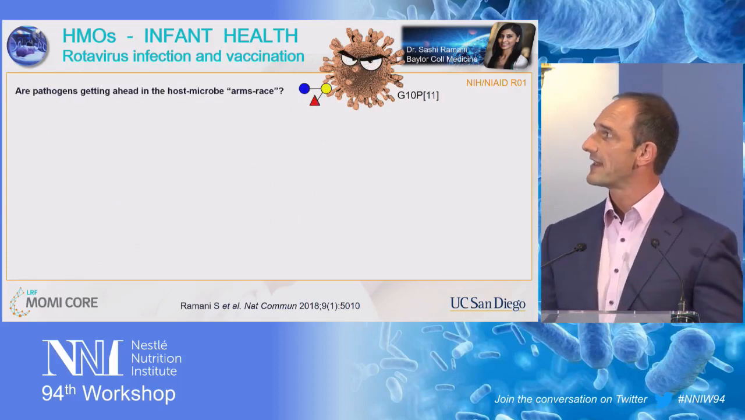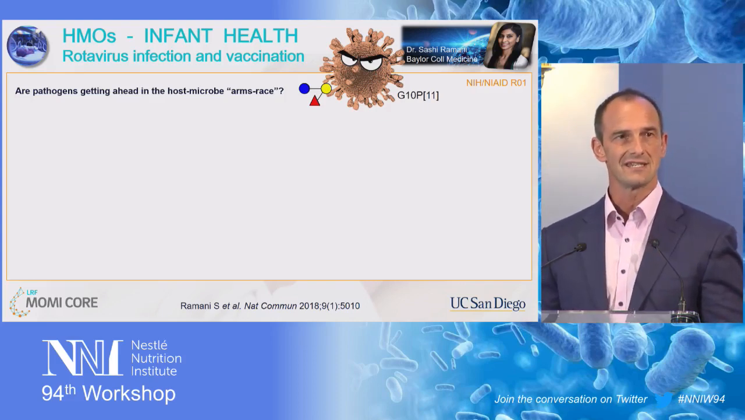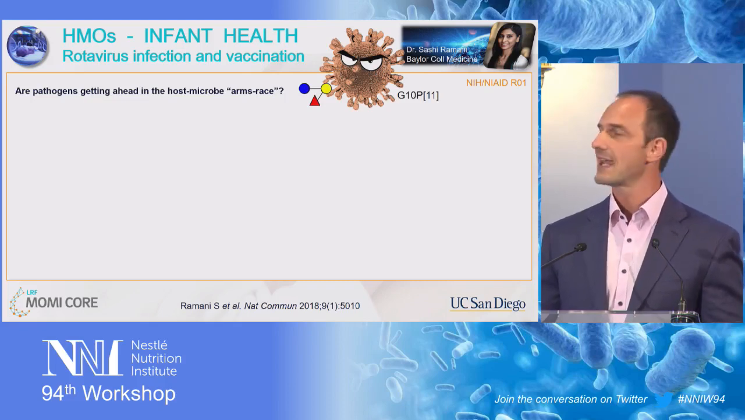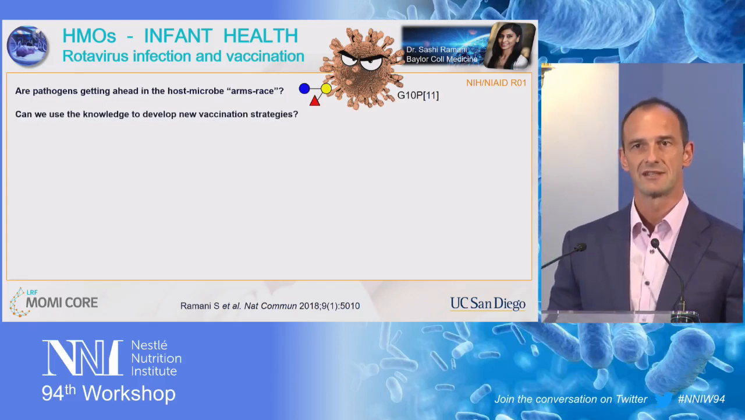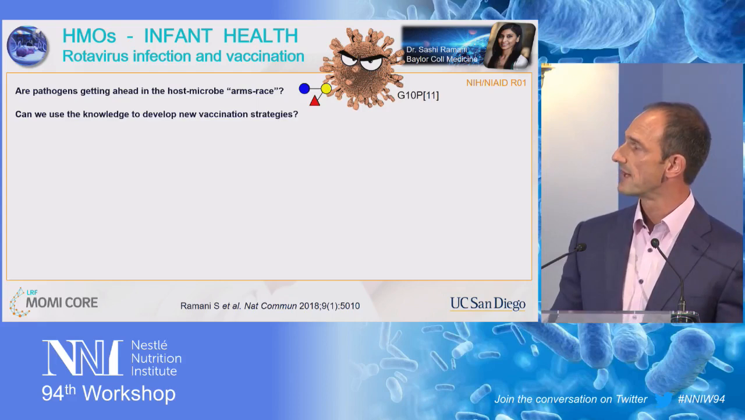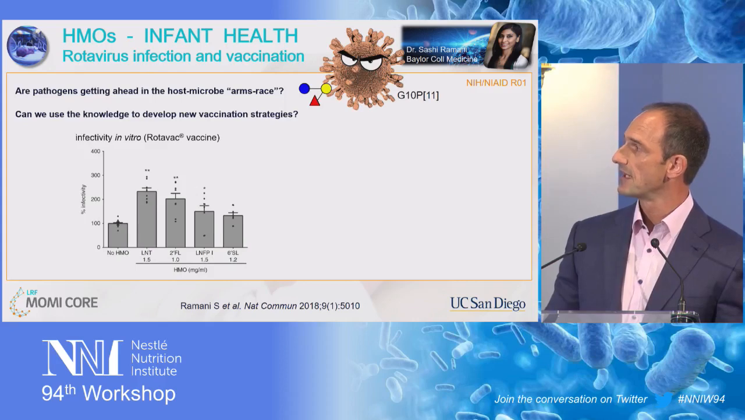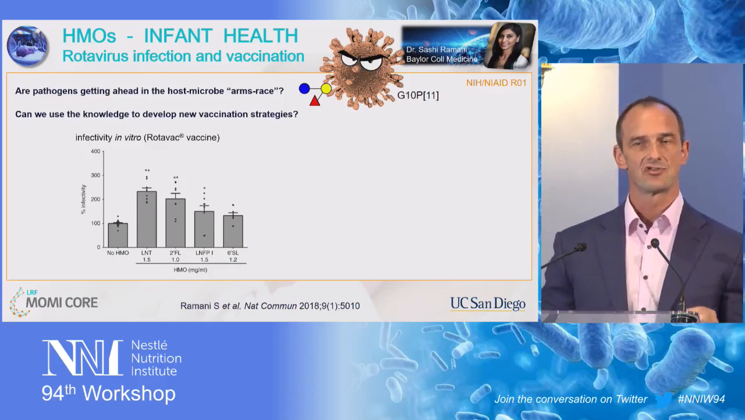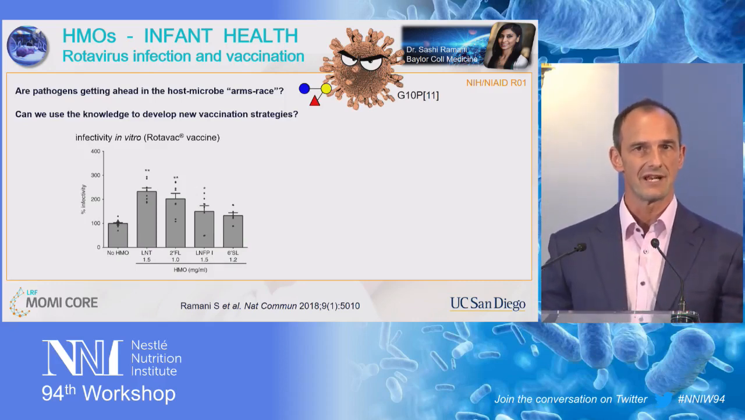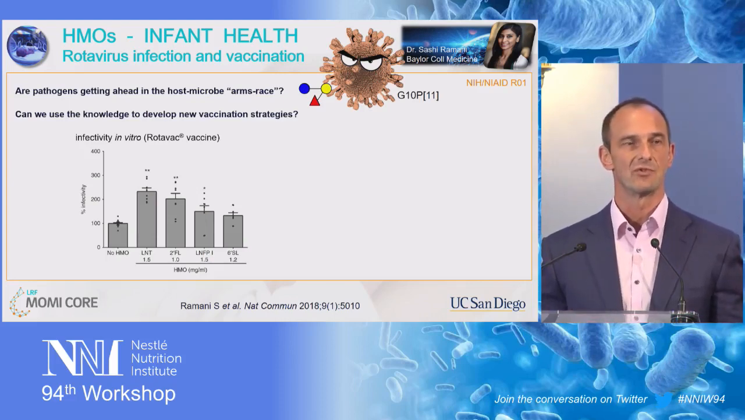Is it possible that there are pathogens now that are getting ahead in the arms race and are trying to take advantage of human milk components? If that's the case, we need to know that. And can we use that knowledge then to get ahead, to develop better vaccination strategies? So it turns out Rotovac, which is the virus that is the vaccine that is used in that area, is a live attenuated strain, and we can increase the infectivity of Rotovac as well with the same oligosaccharides that showed an increased infectivity in the regular strain that we find. So can we add oligosaccharides to vaccination strategies and make vaccinations more efficient?